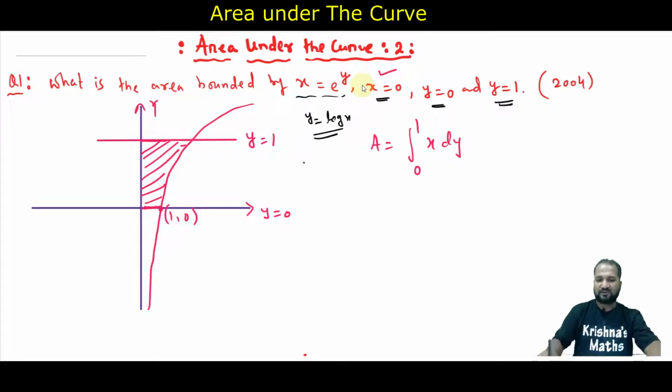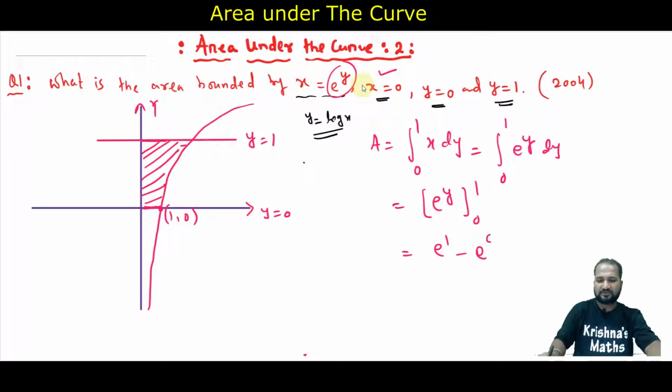Bounded by the y axis, so x dy. So this is equal to integration 0 to 1. What is x? X is given as e raised to y. So e raised to y into dy. Now the integration of e raised to y is e raised to y within the limit 0 to 1. So this is equal to e raised to 1 minus e raised to 0. E raised to 1 is e, e raised to 0 is 1. So the answer is e minus 1 square units.